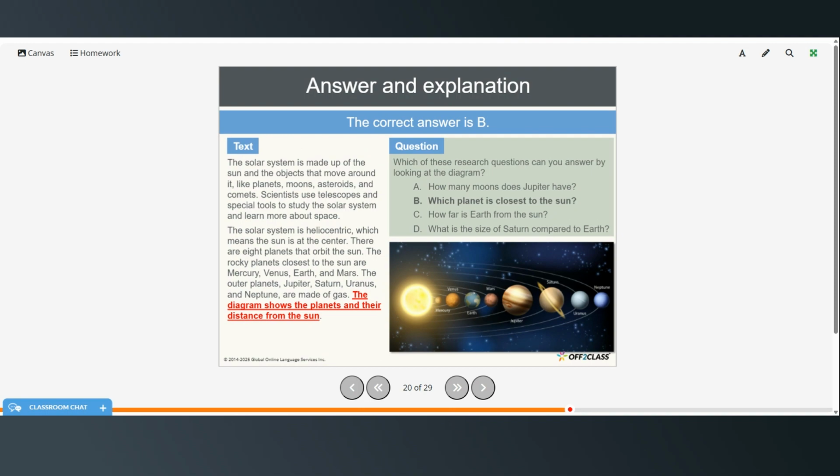Okay, which of these research questions can you answer by looking at the diagram? And the correct answer is B. Which planet is closest to the sun? And here is where you can find that in the text.